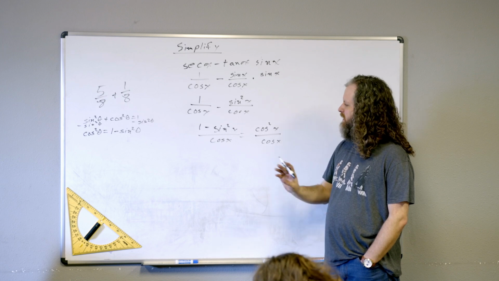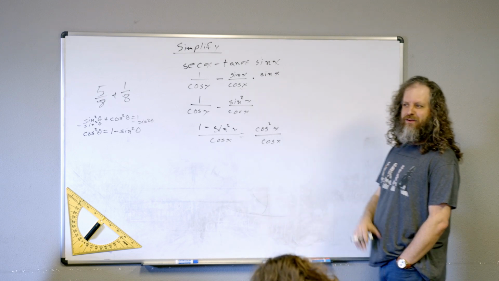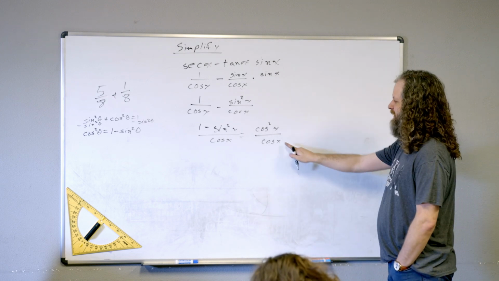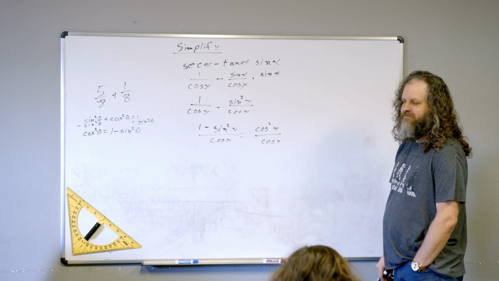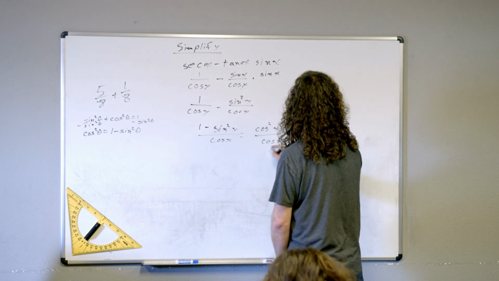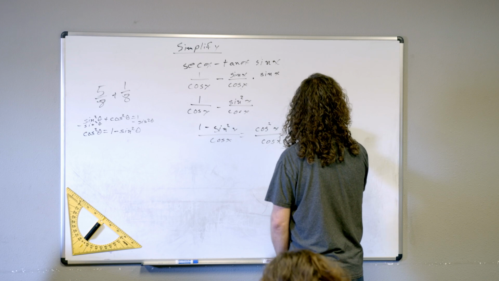And now that I think everybody's on the same page, what's the one more thing we can do? You can get rid of the cosine, divide it by cosine itself. Yeah. So it's just cosine x.